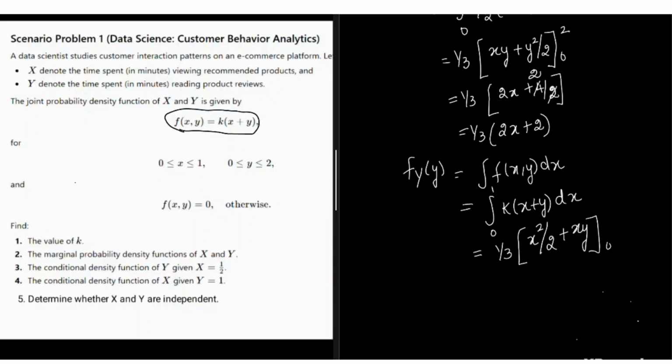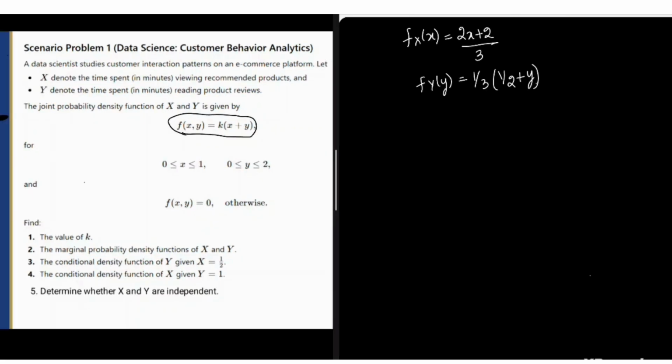After you integrate, you will apply the limits. So it is 1 by 3 into 1 by 2 plus xy. So instead of x you will substitute 1. So it will be 1 by 2 plus y. Okay, so this is the marginal probability density of x, and this is the marginal probability density of your y. So we found the marginal probability density of x and y.